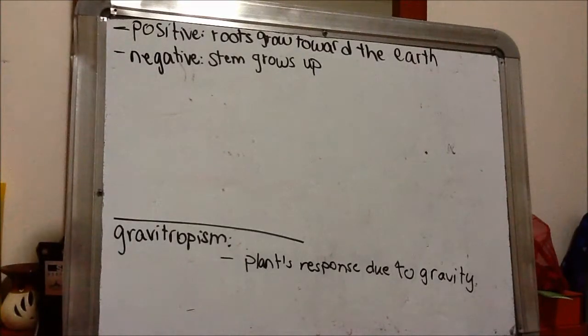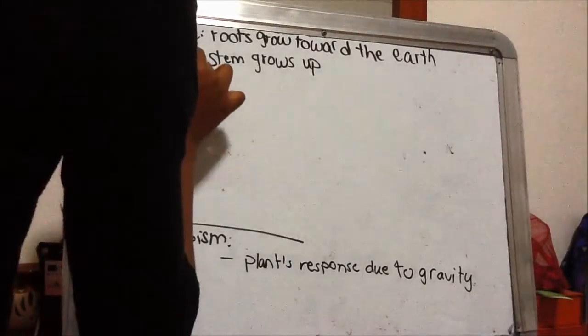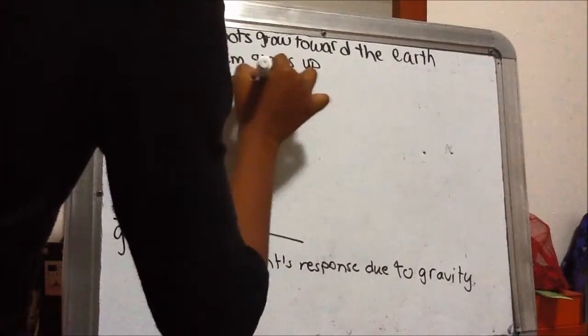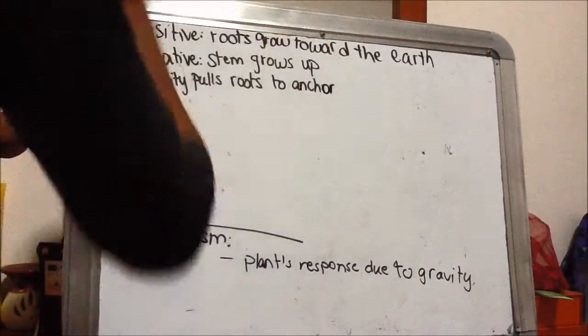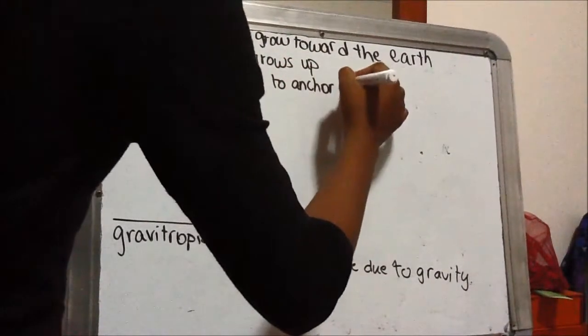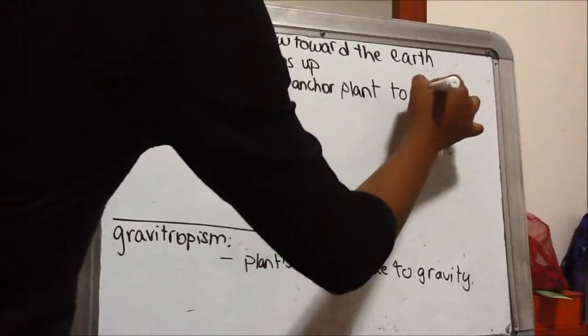Now, the gravity tropism, why is it there? It's there because gravity pulls roots so it can anchor the plant to the soil. So, gravity pulls roots to anchor. Anchor means keep or hold it there. The plant to soil.